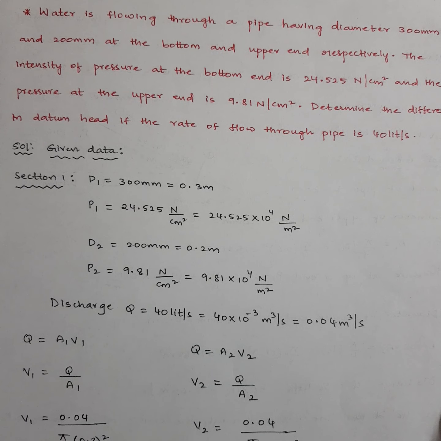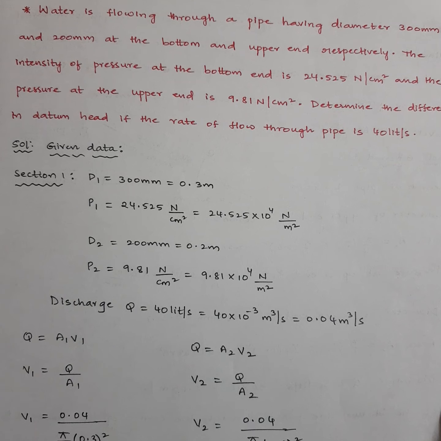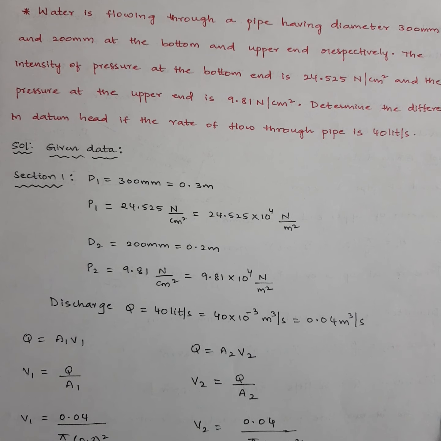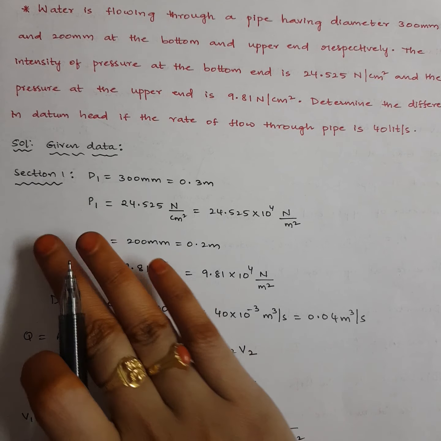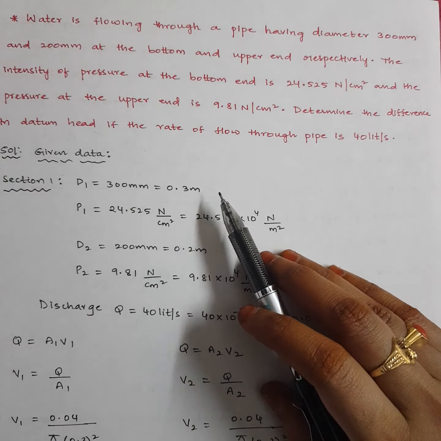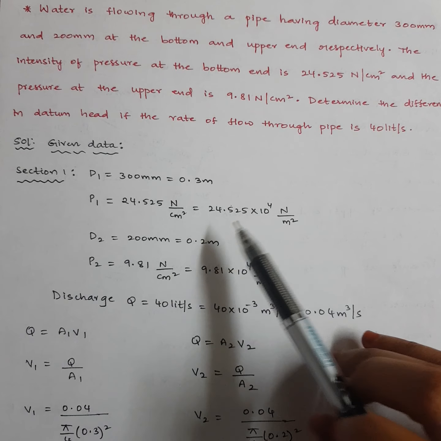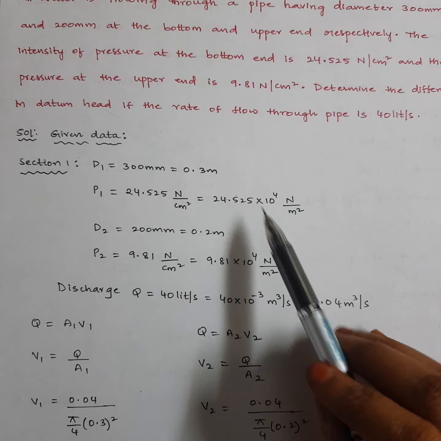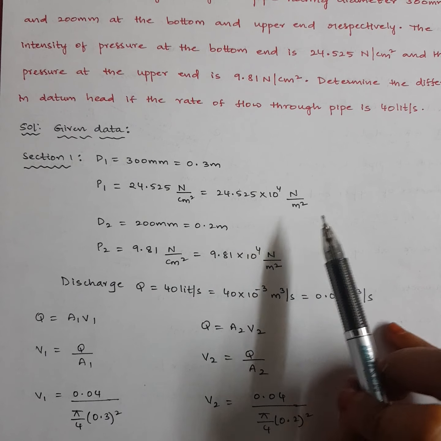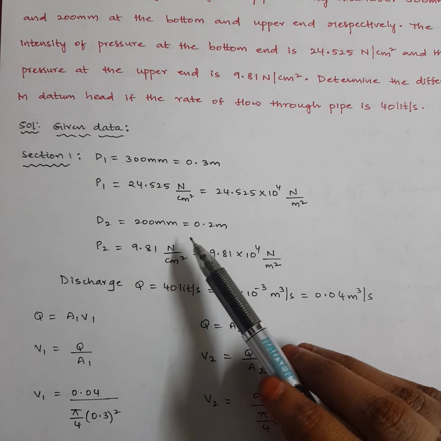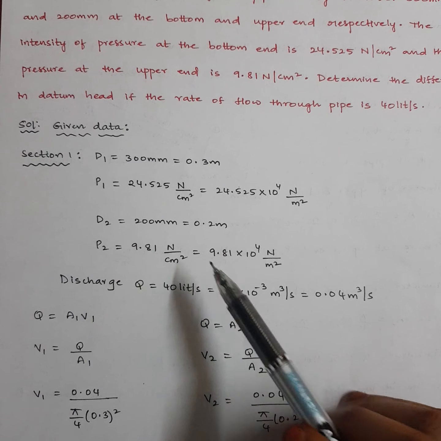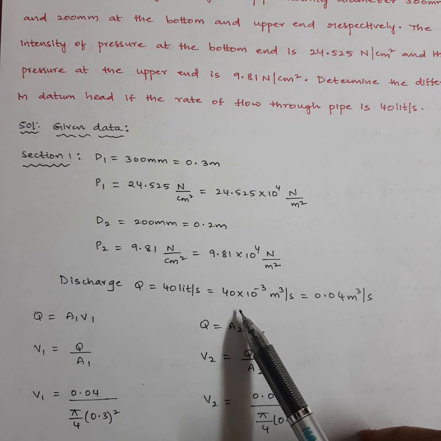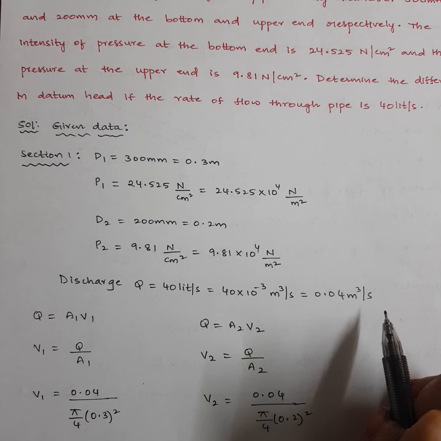Now this is very clear. He is asking us to calculate difference in datum head. See, Z1, Z2 values are missing. So you need to calculate the difference of both of them. As usual, let's proceed with given data. Section 1, D1 is 300 mm, so 0.3 meters. Calculate A1 here, or else you'll do it here. Next, P1, 24.525 Newton per centimeter square, means into 10 power 4 Newton per meter square. Just now I told you how this came. D2 is 200 mm, 0.2 meters. P2, again 9.81 into 10 power 4 Newton per meter square. Q is given 40 liter per second, so 40 by 1000, 0.04 meter cube per second.